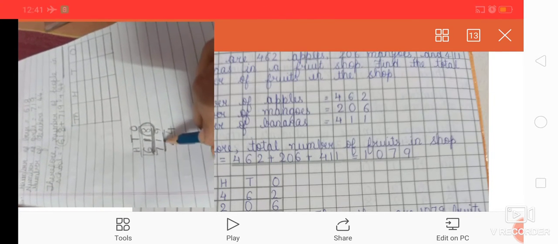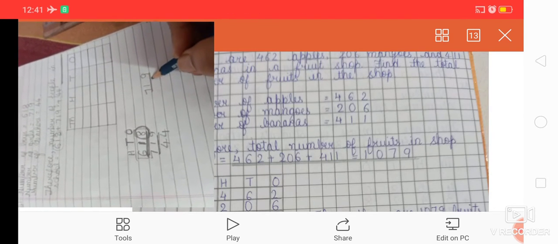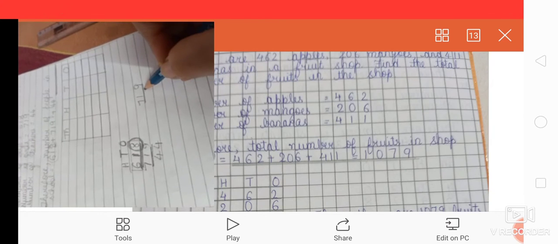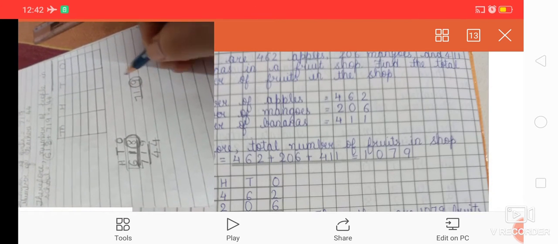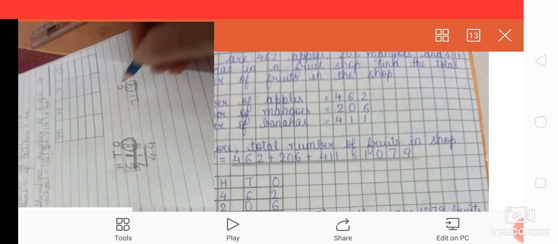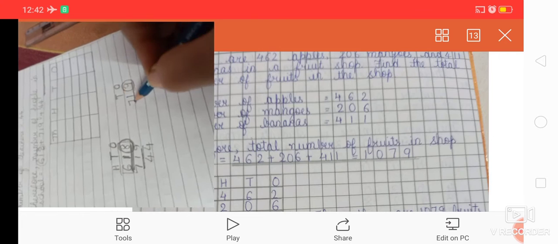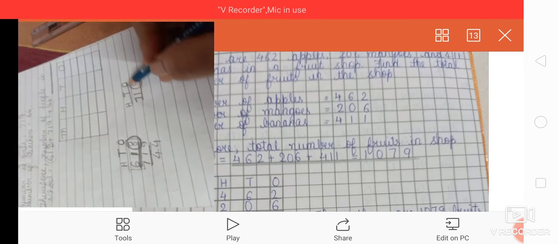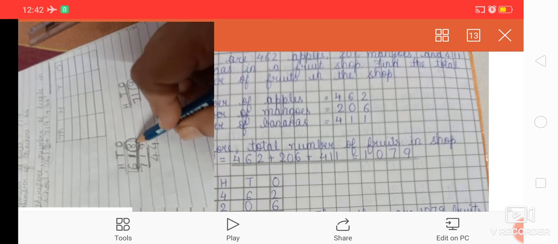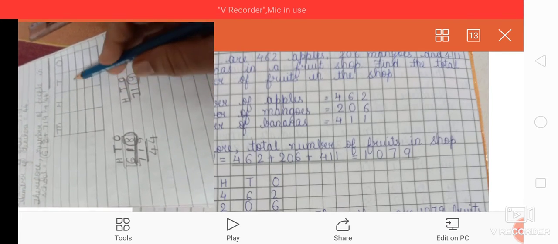Now likewise 719 is given. So how do you know to arrange this number in the correct columns? The last number, 9, you will write in ones place. Then 1 you will write in tens place. 7 will come under hundreds place. This is the way you will always arrange the numbers in the correct columns.